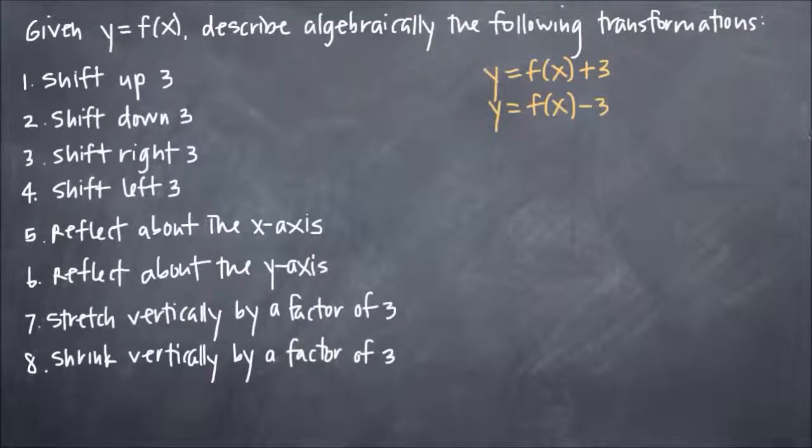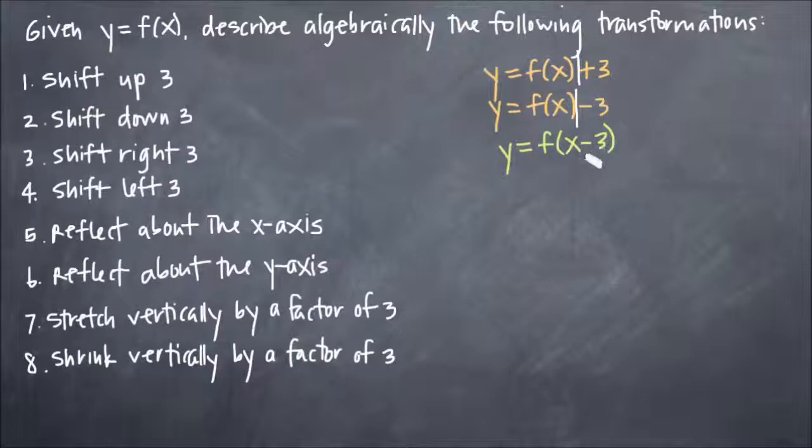When we're talking about shifting left and right, we have a similar concept except that this plus 3 and negative 3 here needs to be included in the function. So instead of having it be separate, right, here we've kind of just separately added on a plus 3 and separately added on a negative 3. But in this case, if we want to shift right 3 units, then our function will be y equals f of x minus 3.